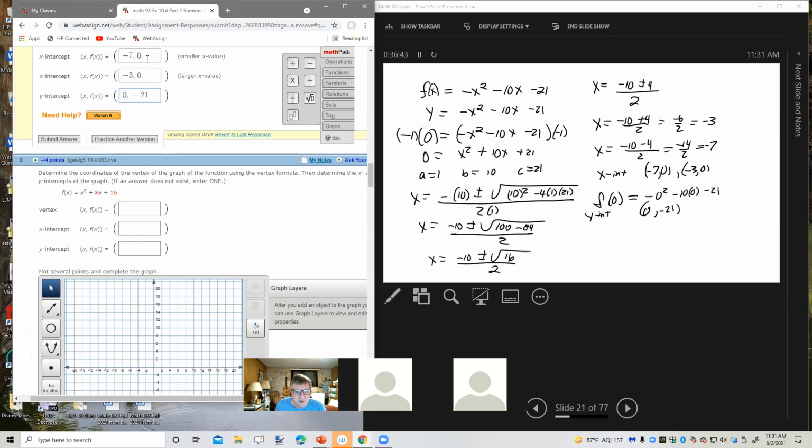I want to mention a common mistake that students make, especially on their tests. Notice the x-intercept is an ordered pair. The y-intercept is an ordered pair. What I'll have students do is they won't put in the 0. They'll just put in -7, -3, -21, and they all get marked wrong. Now, there are contexts in which you can just say the x-intercepts are at -7 and -3, and the y-intercept is at -21, and it's acceptable. But this is not one of them. They're asking for an ordered pair. You've got to put it in ordered pair.